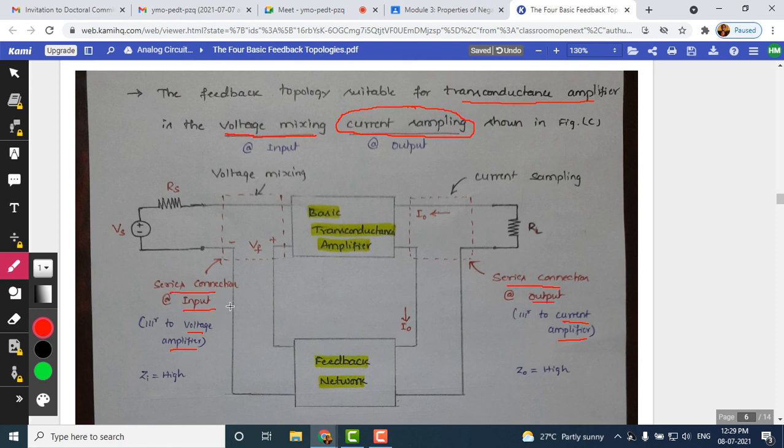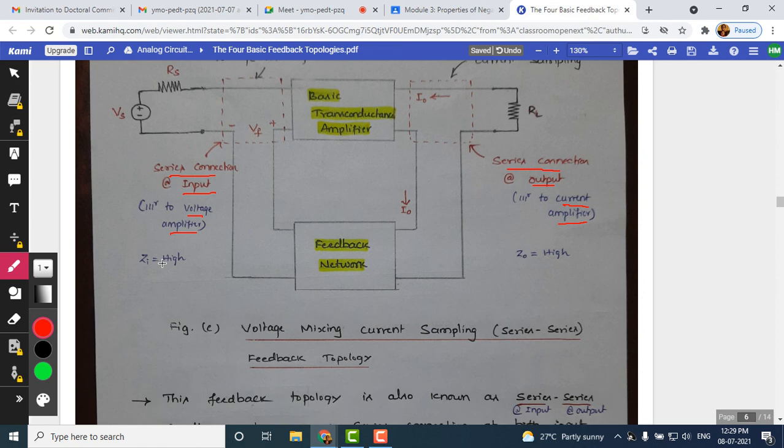So what is the name for this amplifier now? It is series feedback topology. Look at now here below. The feedback topology suitable for the transconductance amplifier is the voltage mixing, current sampling feedback topology, which is also called series feedback topology.